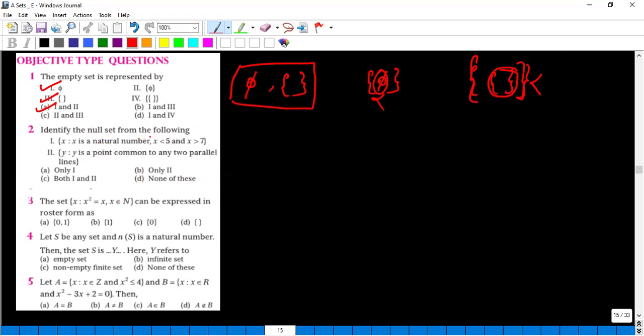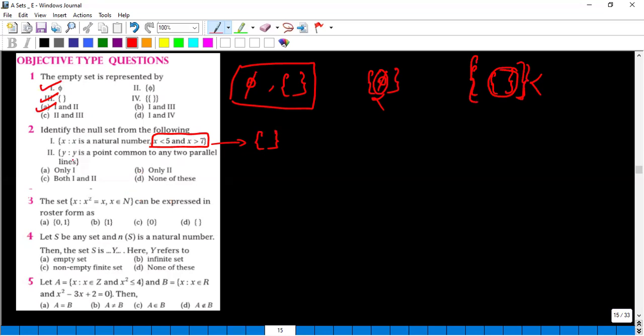Identify the null set from the following. First of all, let us try to convert into tabular form. x such that x is a natural number, x is less than 5 and x is greater than 7. Such a combination we wanted to find. Is it possible? It should satisfy both of these conditions. So it is not possible. Definitely it will make an empty set.